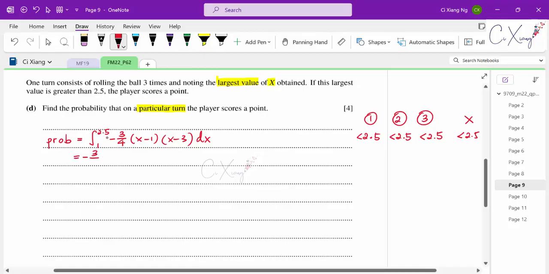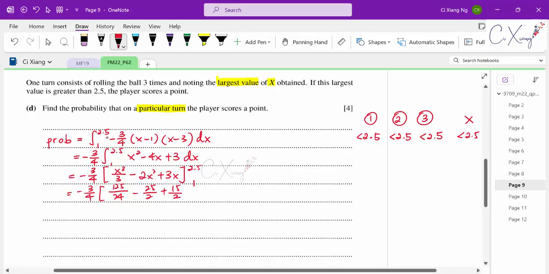Again, negative 3 over 4 is a constant, so I prefer to take it out. Then I expand the bracket first, getting x squared minus 4x plus 3. Then again, this is a basic integration one more time: x to the power 3 divided by 3, then minus 2x squared plus 3x, evaluated from 1 to 2.5. Substituting the values for 2.5 and also 1, I'm getting all these. You can double check whether your answer is correct or not here.